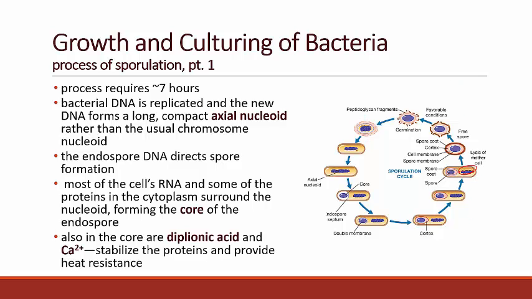Okay, so the axial nucleoid forms and is in its own little separate region of the cell. And so as the RNA in the cell and the proteins in the cell all cluster around it, that forms this endospore core. And in the core is a special organic molecule called dipicolinic acid and calcium ions.